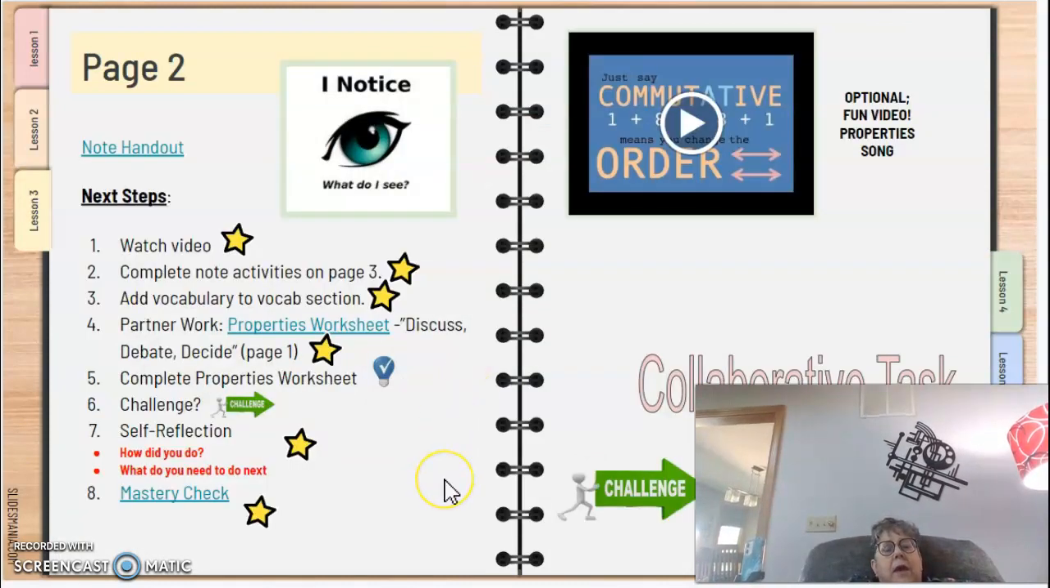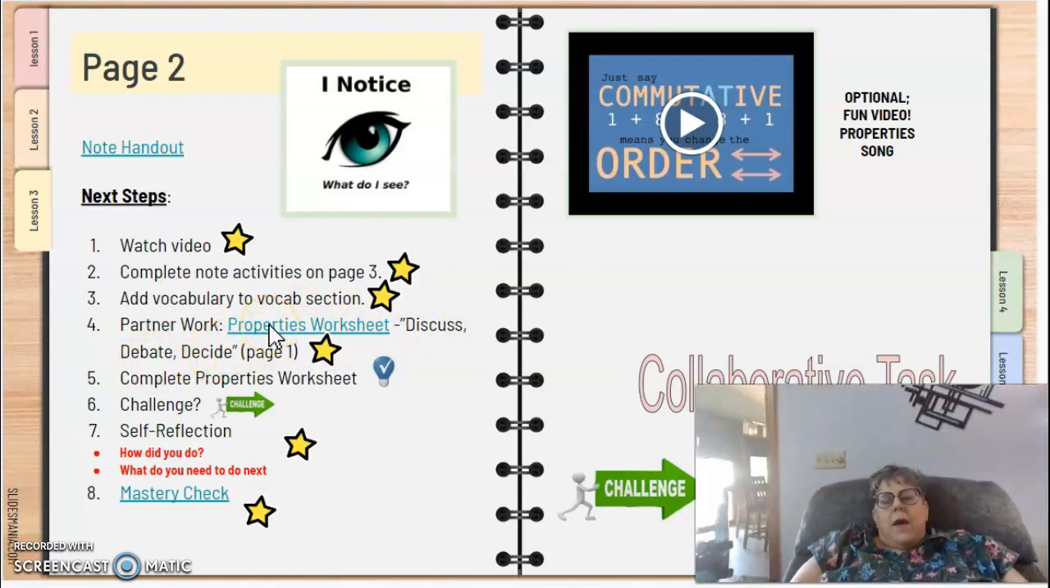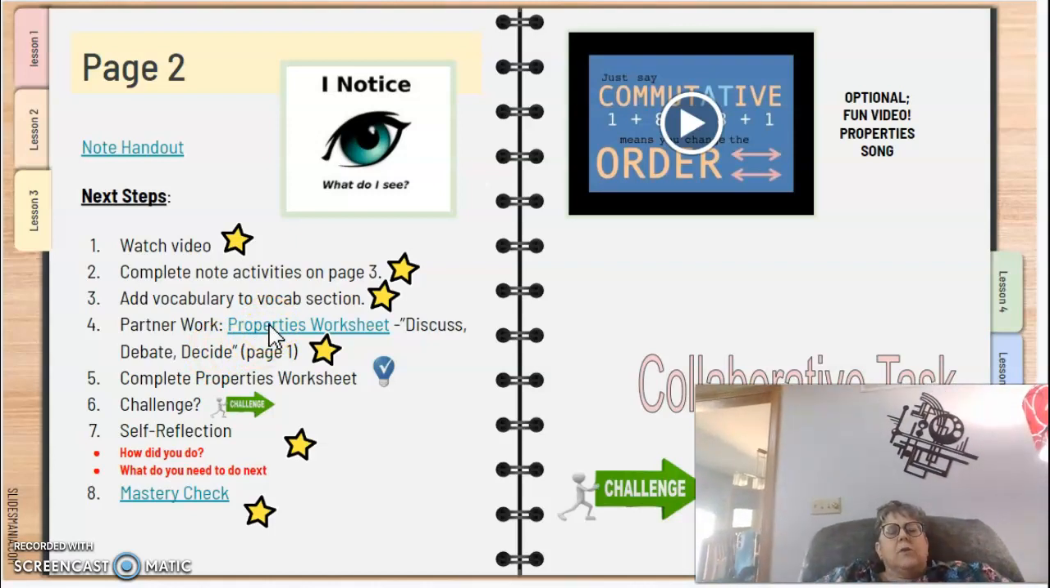So, that all being said, we're just going to practice with these things. The first thing you're going to do is complete the note activities on page 3. You're going to add vocabulary to your vocab section. This is a partner worksheet, and I'd like you to find somebody who's on the same lesson you are and work through these. I want you to discuss, debate, and decide. So this is something where I want you to practice your math discourse, and I want you to practice using the appropriate mathematical terms for things that you are trying to explain.